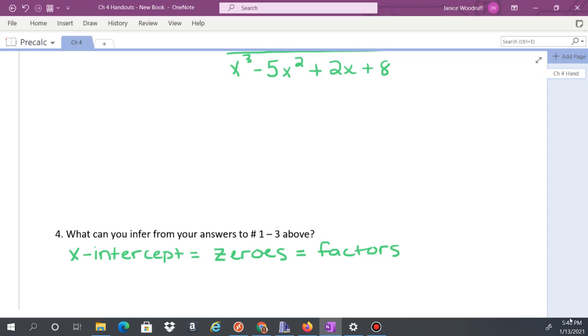So the graph can tell us a lot about a function. It gives us our factors, and it gives us our solutions. Okay, so that's just a little preview. Let's go ahead and jump right in here.